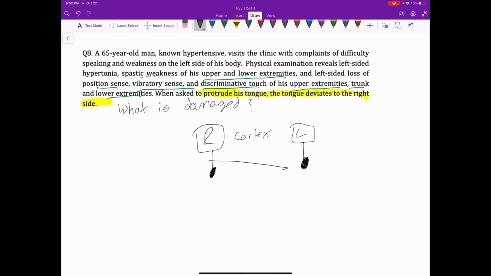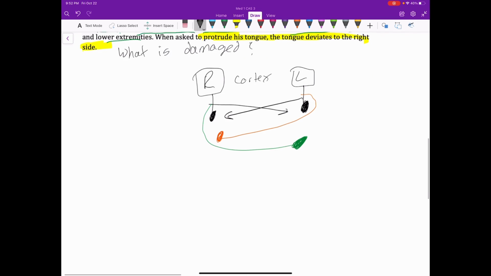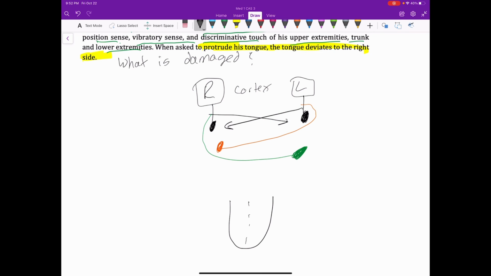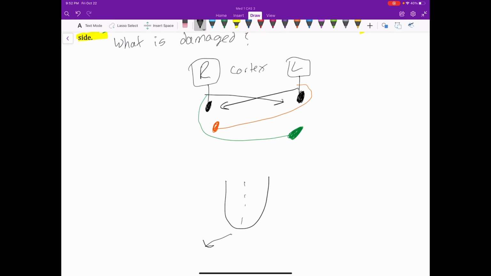Then they do their little crisscross. They help each other out. Now, the right side targets the lateral, the left lower region. The left side targets the right lower region. Fine. Now, when you're asked to protrude the tongue, we'll draw our little tongue structure, a little lower. We're asked to protrude the tongue right down Broadway, just left and right. The tongue deviates to the right side, so he's deviating which way? That way. Let me erase that. I'll just draw the arrow like this. It's deviating that way. So what is damaged?